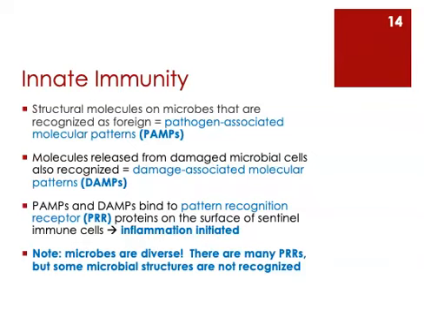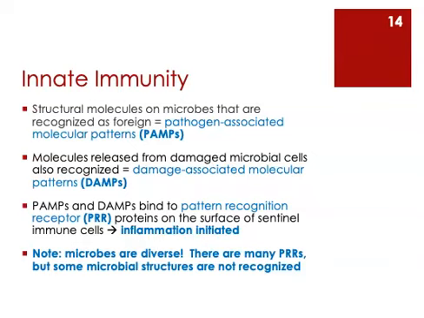Now, something to know as we talk about the innate immune system. Remember, microbes are incredibly diverse, right? So all microbes don't have the exact same structural differences. We've talked about that. We know that gram-positives are different from gram-negatives. We know that they're different from those acid-fast organisms. We know that different species of gram-positives can have different structures on their cells.